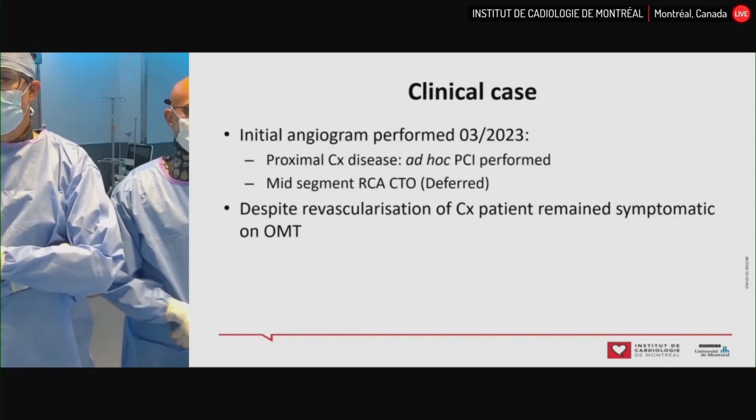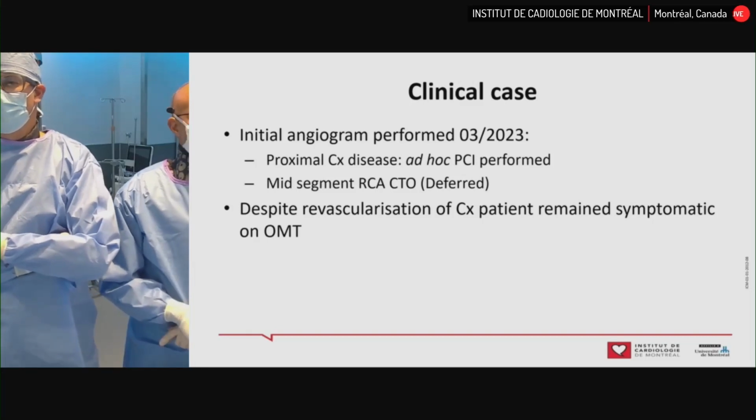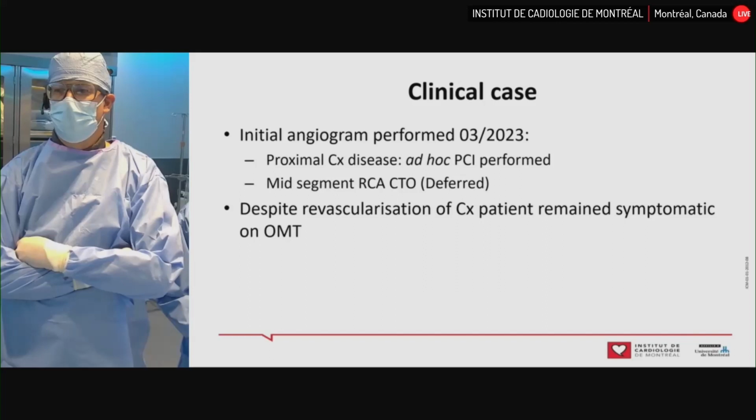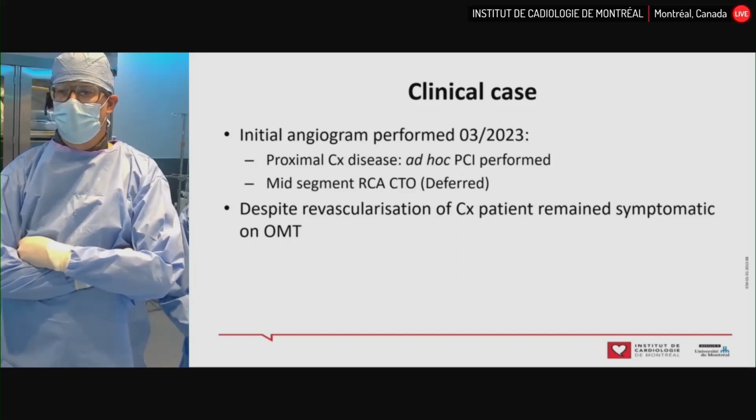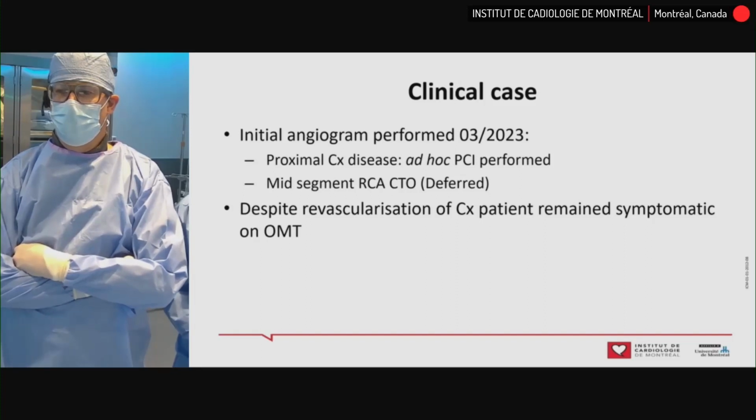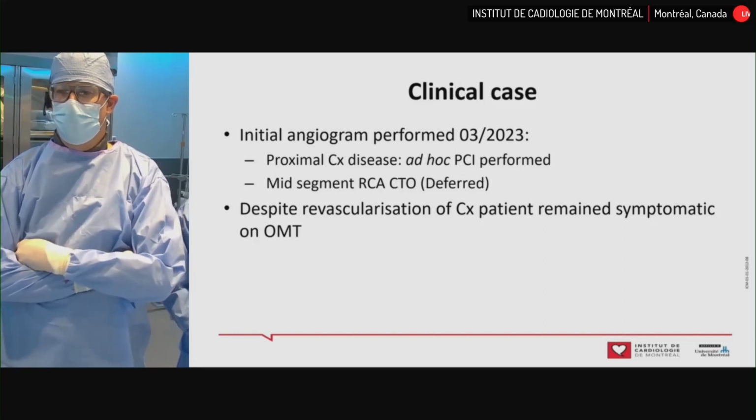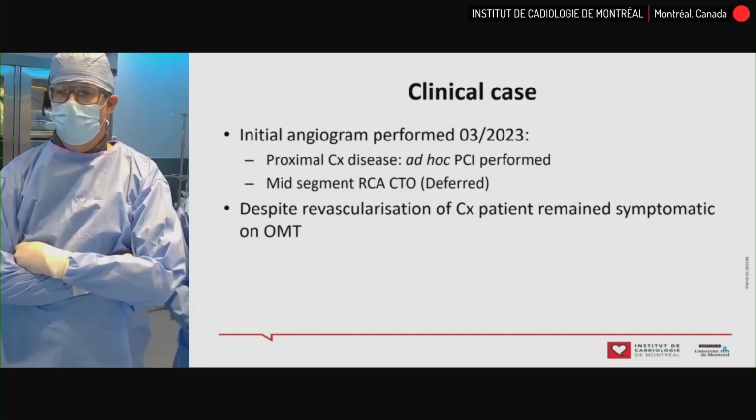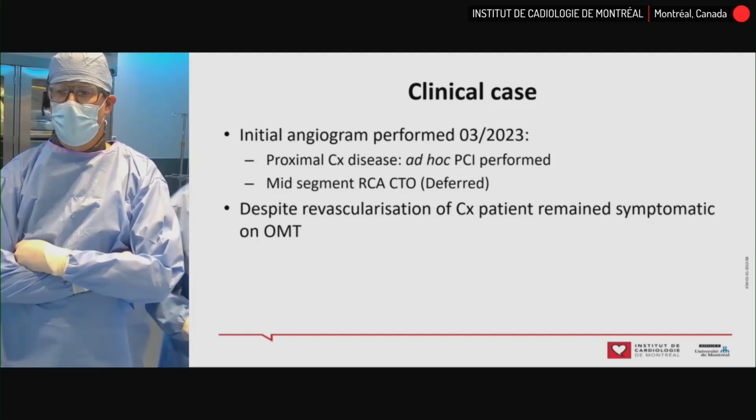Initially, an angiogram was performed in March of this year that showed a proximal circumflex disease that was treated at that time, and also a mid-segment chronic total occlusion of the right coronary artery that was referred for second-stage treatment. The patient remained symptomatic despite the revascularization of the circumflex artery and optimal medical treatment.